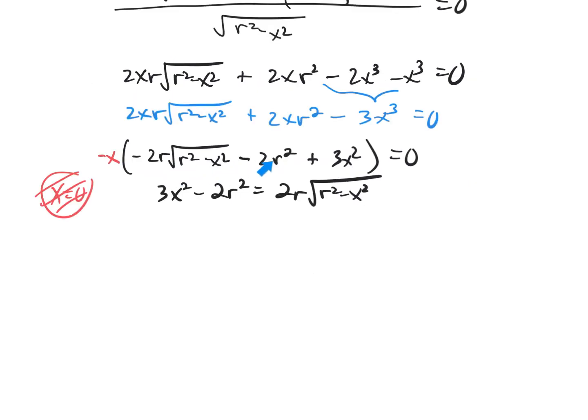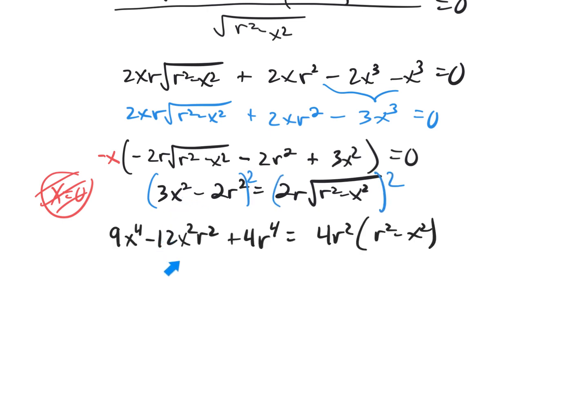If the black factor is set equal to 0, we could add 2r root of this difference to both sides, so that the 3x squared minus 2r squared stays on the left, and that goes to the right. Now, why would we want to do that? To solve this, we're going to get rid of the square root sign by squaring both sides. And now that the square root term is isolated, things will work nicer that way. We'll square this binomial, square this factor, so 2r squared is 4r squared, and the square root of that expression is the expression.